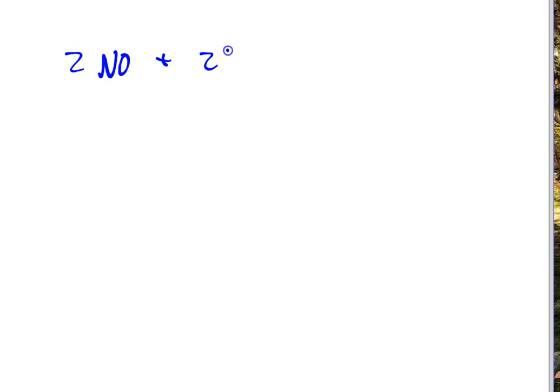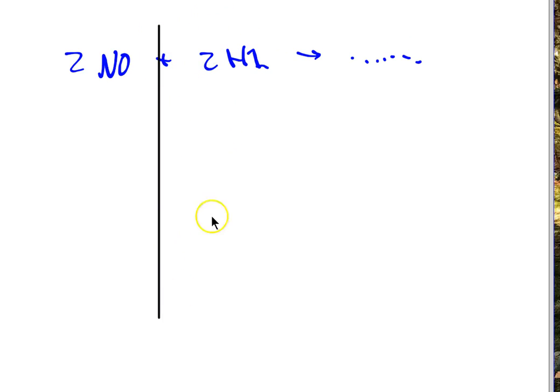2NO plus 2H2. I don't know why I put 2 H's. But whatever, that's a 2. Okay? Goes to, and I don't really care. You all right with that so far? Okay, this is a new concept, but it's one we will use a ton. I'm going to put some vertical lines right here.